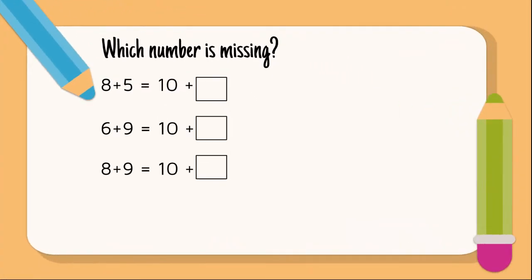Which number is missing? 8 plus 5 equals 10 plus blank. 6 plus 9 equals 10 plus blank. 8 plus 9 equals 10 plus blank. Pause the video and see if you can solve these problems. Now let's go over these problems and see how well you did.